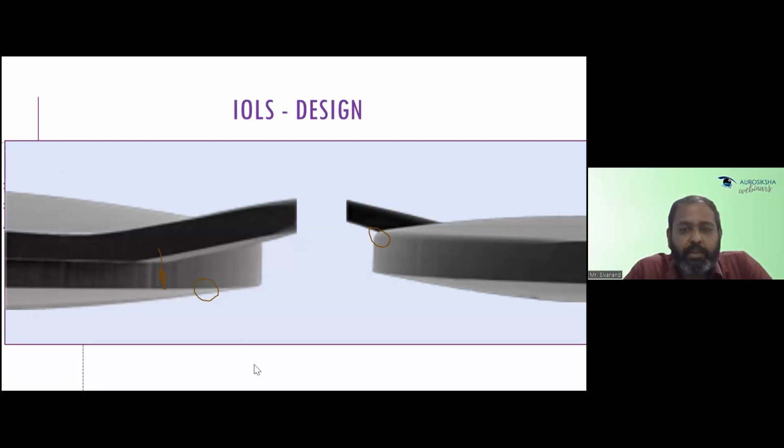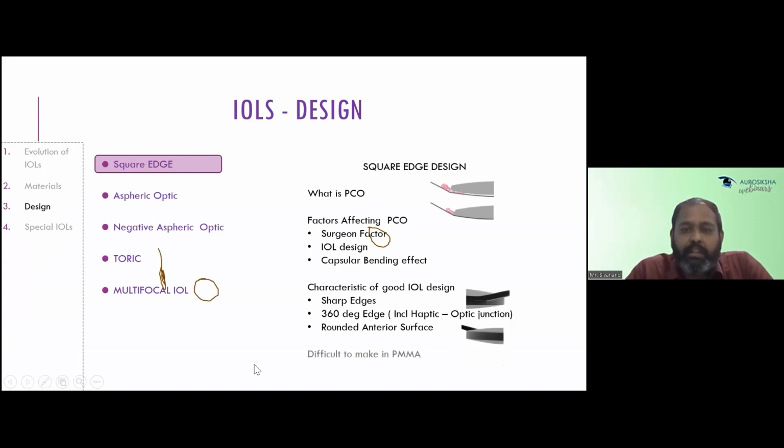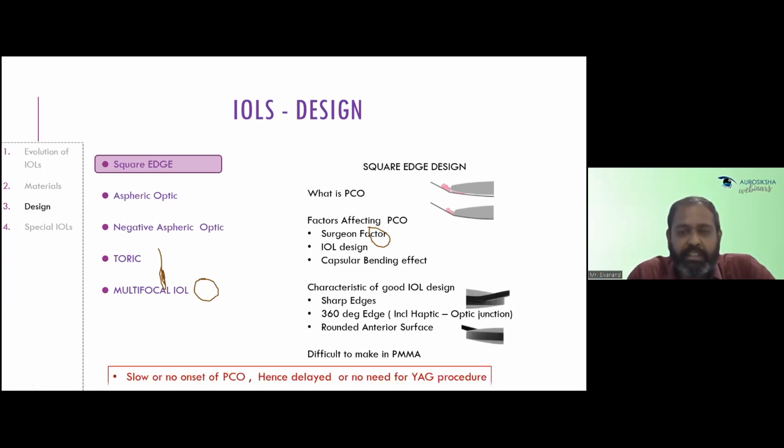So I'm moving on. It is difficult to make in the PMMA lenses, but easier to make in the foldable lenses. So now most of the foldable lenses come with the square edge design.